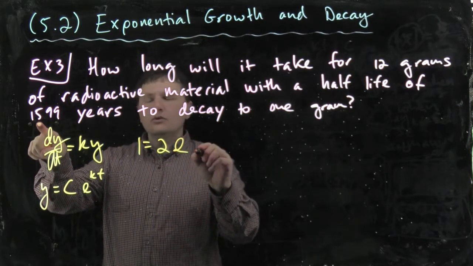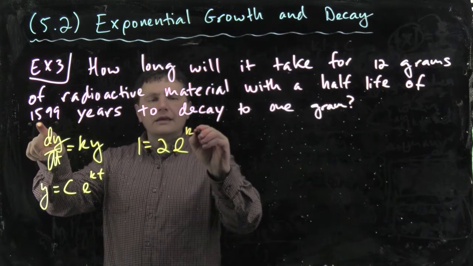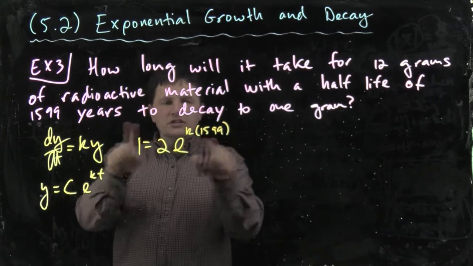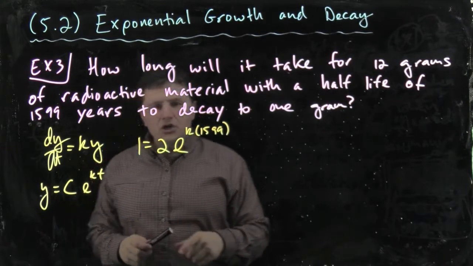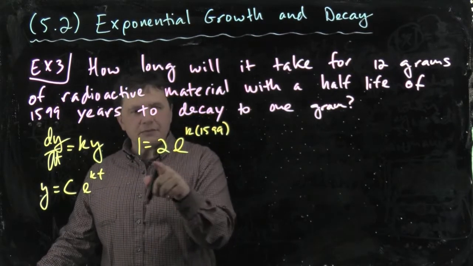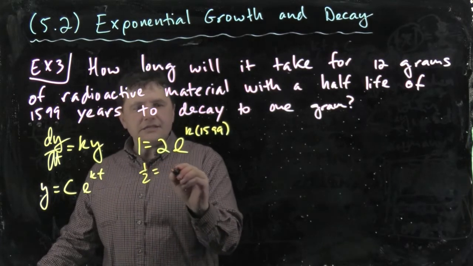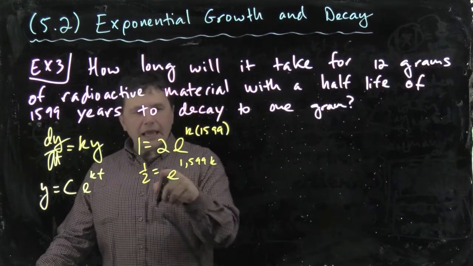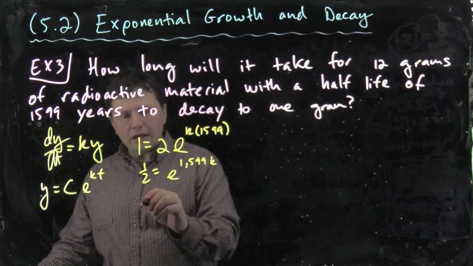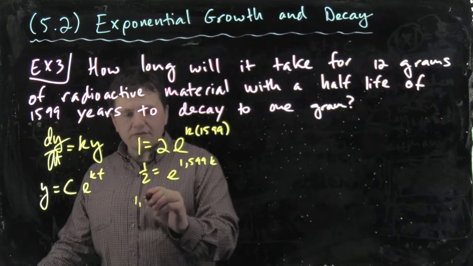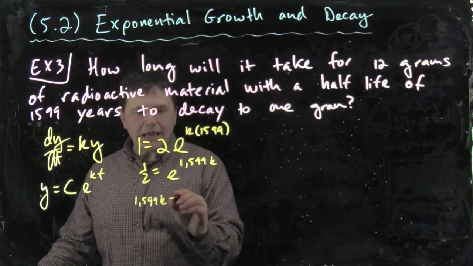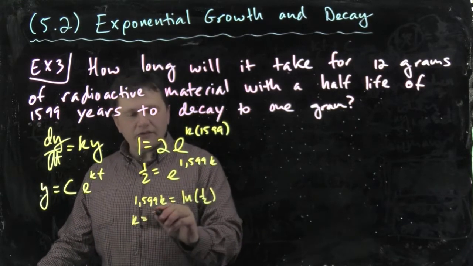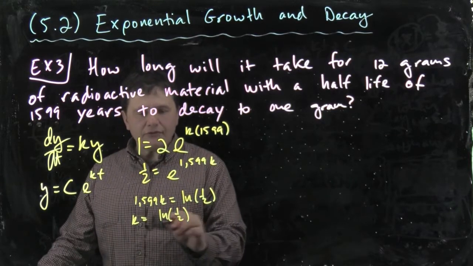So this will be e to the k times t, which is 1,599. So we can solve for k fairly easily here. Once again, I don't want to do any simplifying until the end. So this will be 1/2 is equal to e to the 1,599k. And now I'm going to take the ln. 1,599k is equal to ln of 1/2. So what we get is k is equal to ln of 1/2 over 1,599.